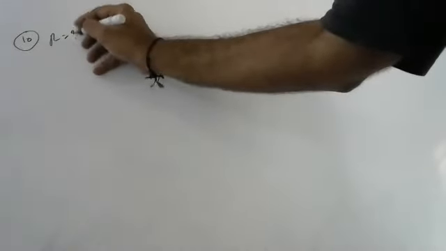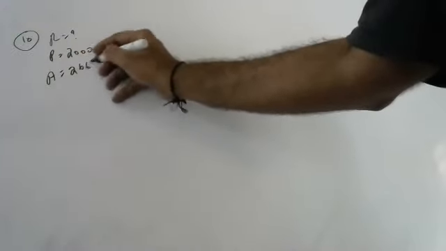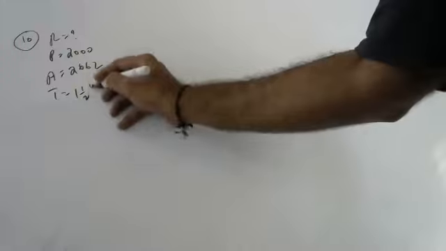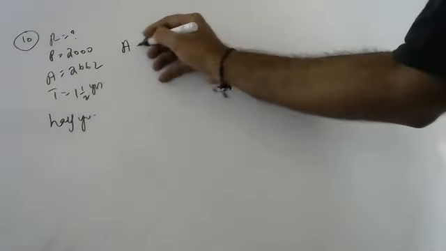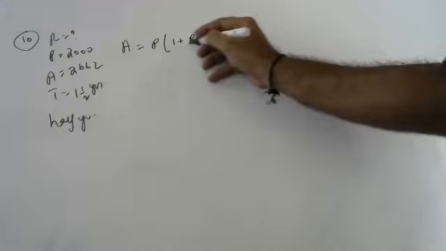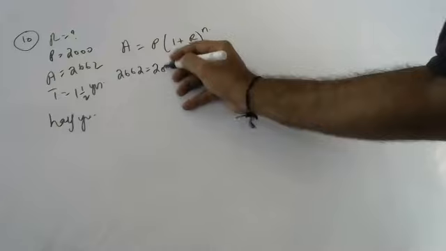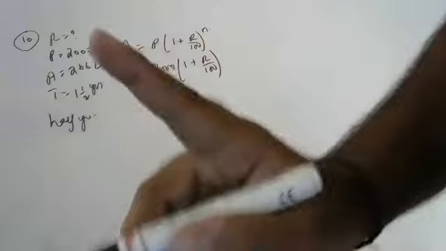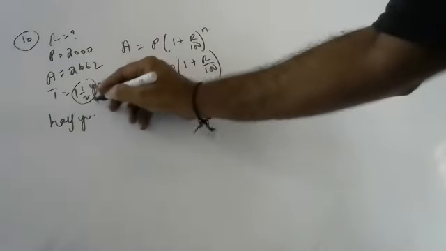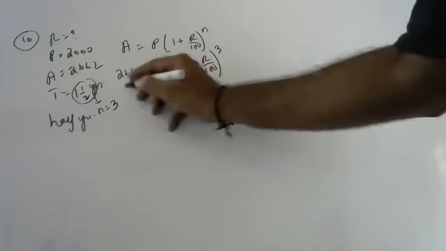Find the rate of interest on 2000 amounting to 2662 in 1.5 years at compound interest, compounded half yearly. Okay, Nana, tell them. Amount is equal to P into 1 plus R by 100 whole to the power of N. 2662 is equal to 2000 into 1 plus R by 100 whole to the power of N. N is how much? 1.5 years, how many half years will be there? 3 half years.